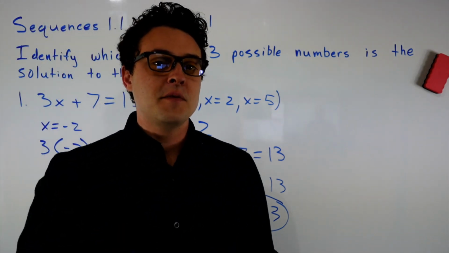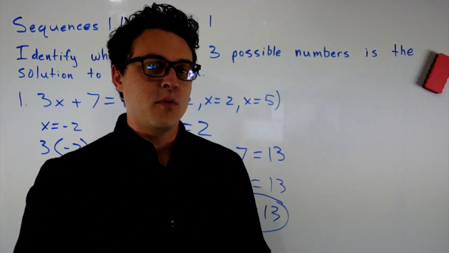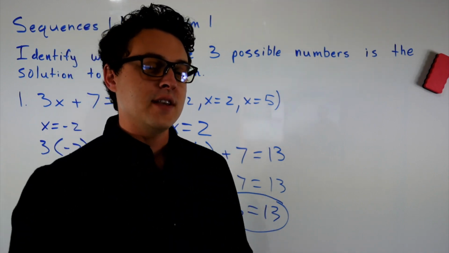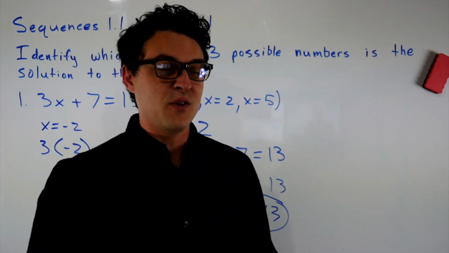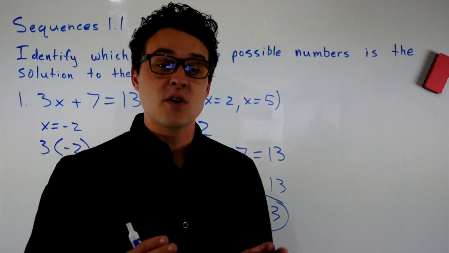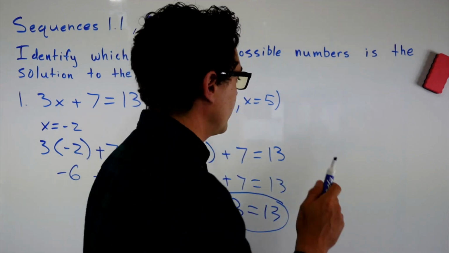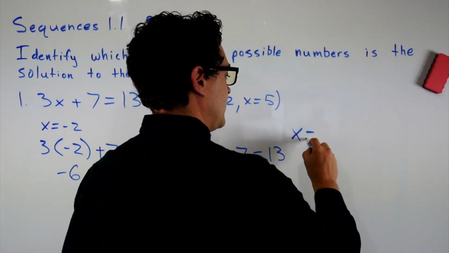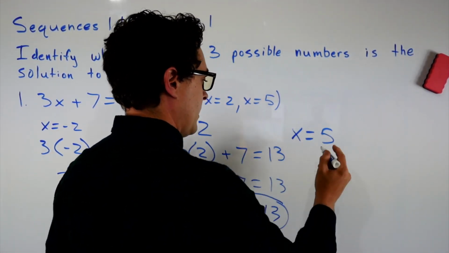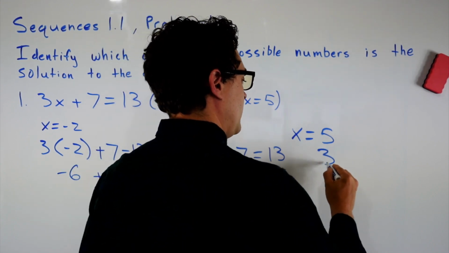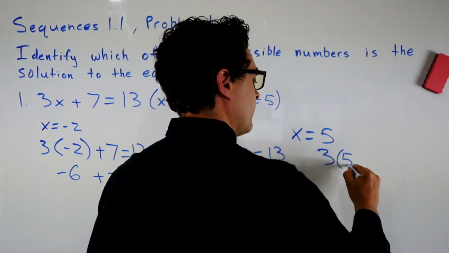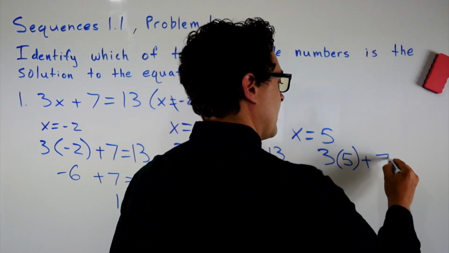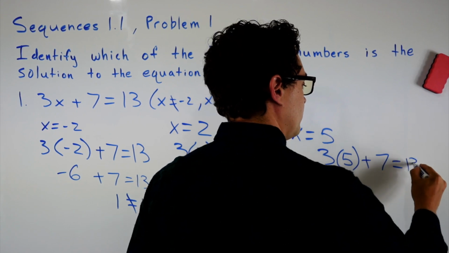Now, there are some cases where you have more than one number ending up being a solution. So we're going to check this anyway. I don't think that this is going to work, and I don't think that we'll run into this problem in these problems, but it's always good to check just in case. So let's try x equals 5. I'll put in 5 for x, so 3 times 5 plus 7 equals 13.